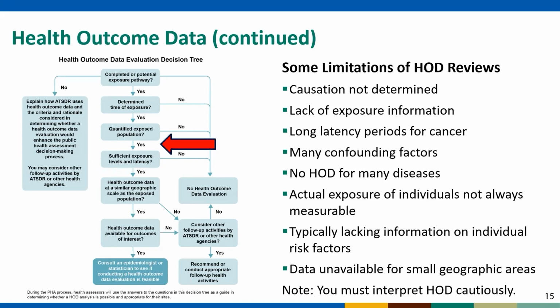I'd like to direct your attention to the red arrow in this figure, which is pointing to the decision point for the question on whether you have a quantifiable exposed population. You will ask yourself, if we have a sufficiently exposed population to be able to detect an increase in the outcome, if indeed there was one. You should also look at the FAGM for more information and consult with your team epidemiologists.